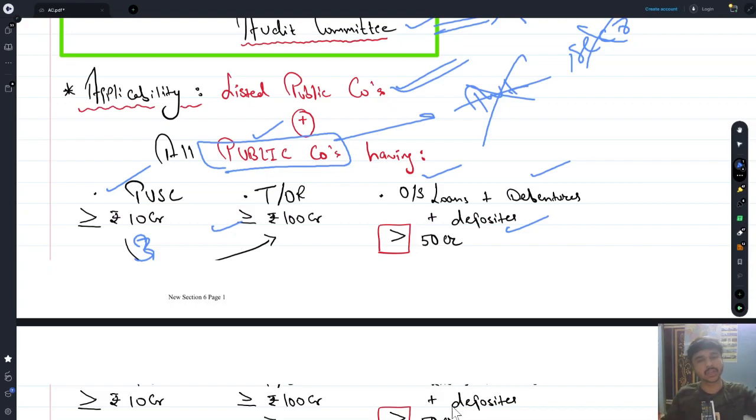Okay, I don't fulfill it. Okay, so turnover 100 crores or more. Okay, I don't fulfill it. Come to the third one. In the third one, there are 3 things you have to aggregate.